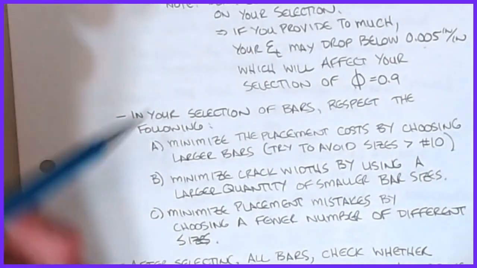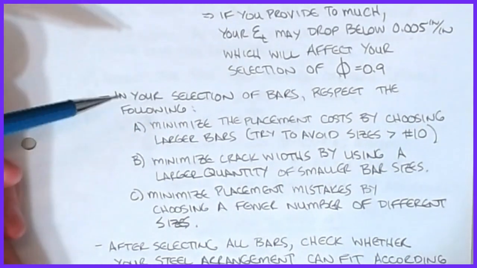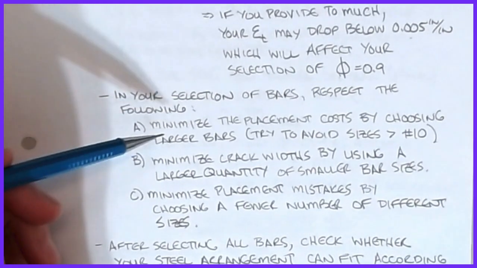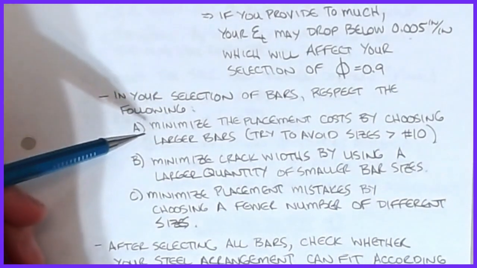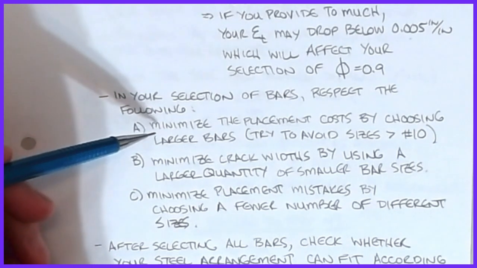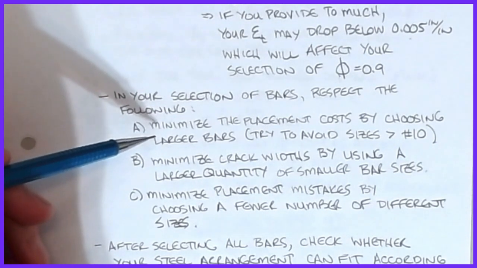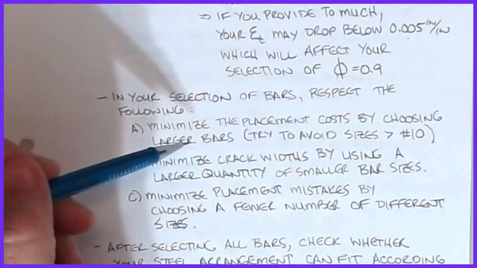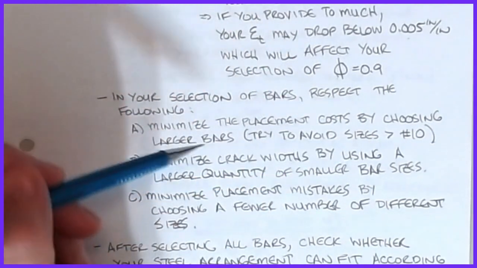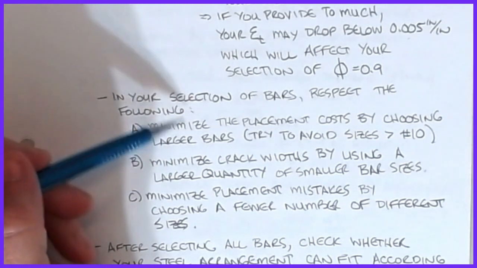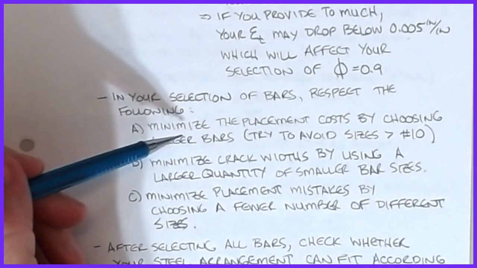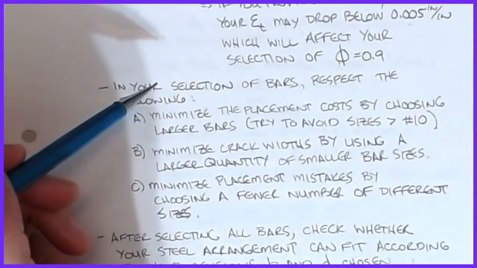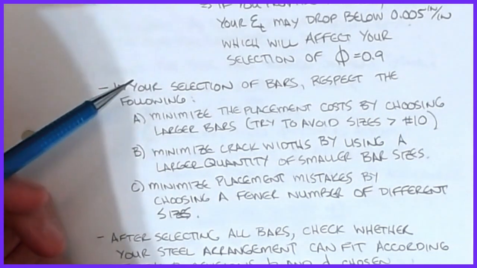Okay. Now, the things that we want to remember when you select your bars, we want to respect the following. We want to minimize the placement cost by choosing larger bars if possible. If I need 20 number 3 bars, well, that's 20 bars that have to be physically tied in and transported to the site. So we want to try to avoid sizes that go larger than number 10 for weight reasons. But we also want to avoid going too small because now you've got a ridiculous amount. And that will also affect the number of layers and their minimum widths and all sorts of other things.